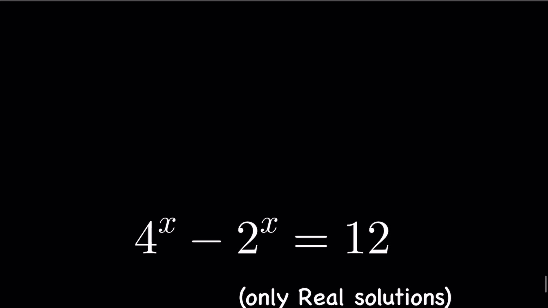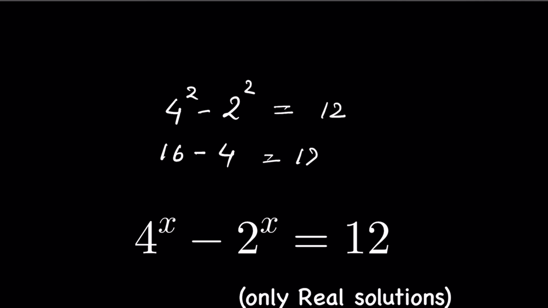Let's verify this answer. 4 raised to the power x, here x is 2, minus 2 raised to the power 2, it should be equal to 12. 4 raised to the power 2 is equal to 16 minus 4, that is equal to 12. LHS is equal to RHS. Therefore x is equal to 2, the only real solution.